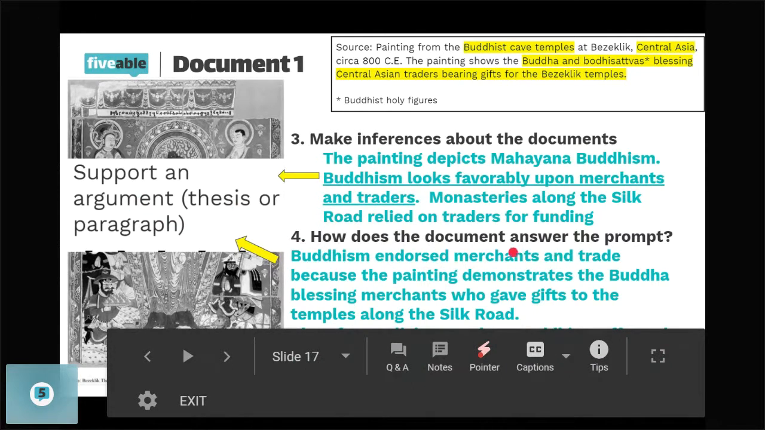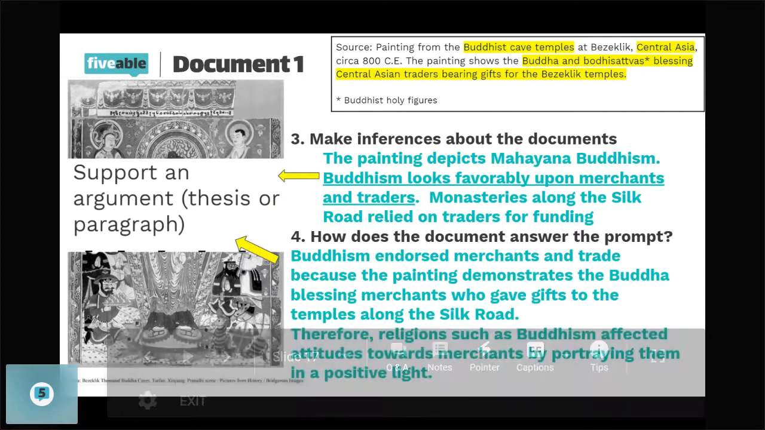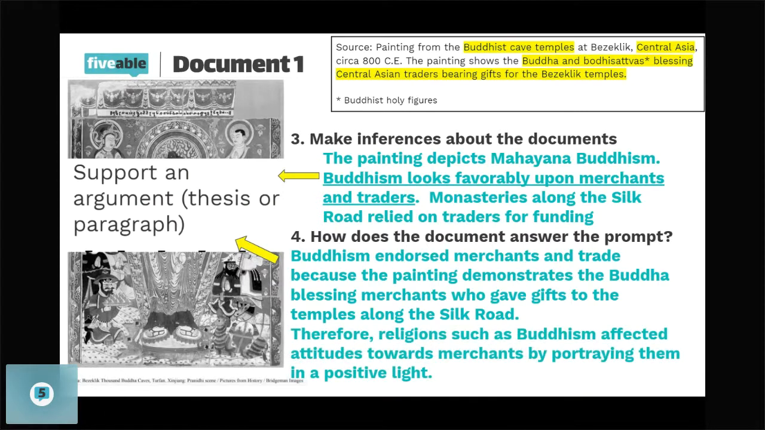And then, how does the document answer the prompt? This is where I fleshed it out a little better, and I put: Buddhism endorsed merchants and trade because the painting demonstrates the Buddha blessing merchants who gave gifts to the temples along the Silk Road. And then I added a little more on this slide: therefore, religions such as Buddhism affected attitudes towards merchants by portraying them in a positive light. Now, you always want to add that last sentence there, right?